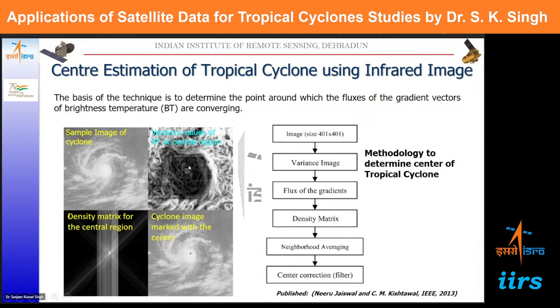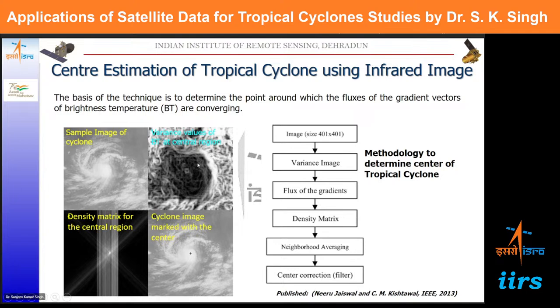And after that, because this is the brightness temperature value, they have computed the variance of the image. For each pixel they have computed it, and in this image you can see the low value of the variance also. To compute the variance at each pixel, they computed the deviation of its brightness temperature value from the mean brightness temperature value in a neighborhood of 3 by 3 grid points.